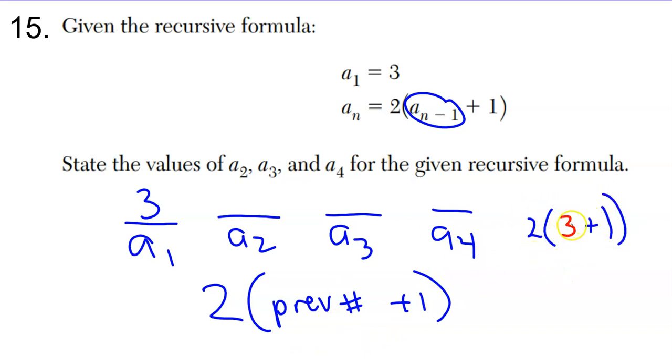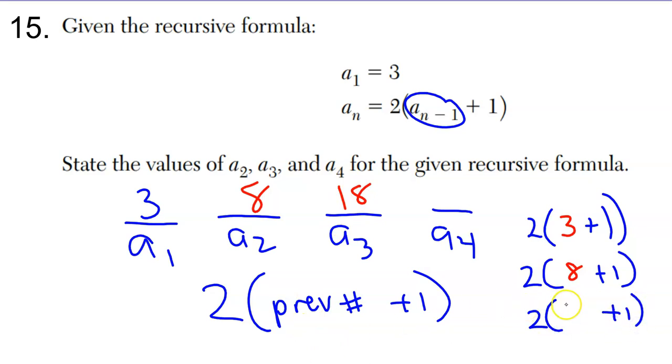So this one will be 3 plus 1 is 4. 4 times 2 is 8. Then my next one will be 2 times the previous number plus 1. 8 plus 1 is 9. 9 times 2 is 18. And my next one will be 2 times the previous number plus 1. 18 plus 1 is 19. 19 times 2 is 38.